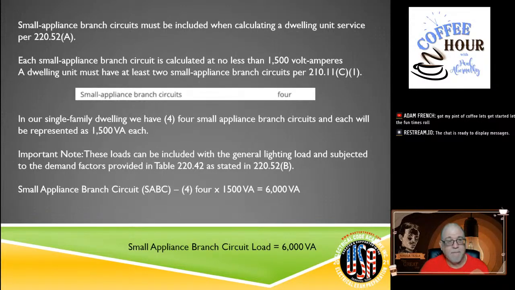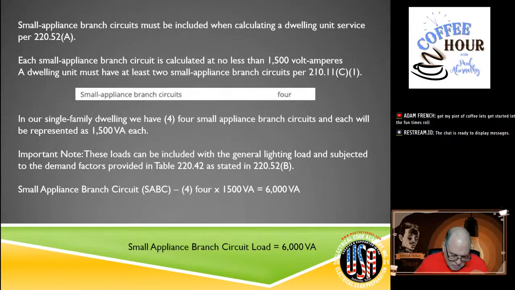Okay. Now, what this tells me is that 210.11(C)(1) says you have to have a minimum of 2. But we're installing 4. So this tells me that I'm going to have to take a 1500 VA for each one of them. So our house has 4. Now, how would this happen? Well, that's not a very big house we have here. But let's say they put the 2 small appliance branch circuits for the kitchen. And let's say they add another small appliance branch circuit to pick up the dining room and maybe the nook area. Then that is another small appliance branch circuit. And maybe they run another one to pick up a pantry. I'm not sure why you would, but if you did, then that's another small appliance branch circuit.